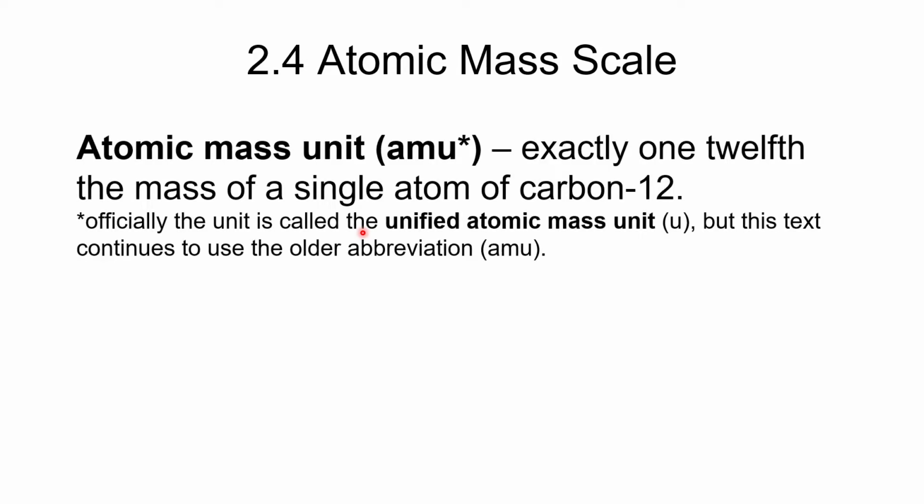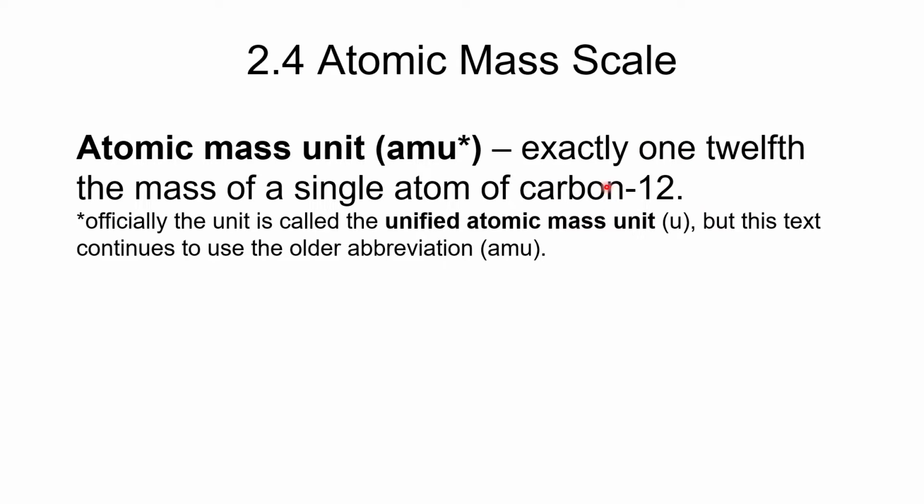We're going to start with something that we call the atomic mass unit, or the AMU. And the definition, and you'll notice there's a little asterisk here, so pay attention to that. I'll talk about that in a second. But the definition is exactly 1/12 the mass of a single atom of carbon-12. That is the atomic mass unit. So 1/12 the mass of a carbon-12 atom.